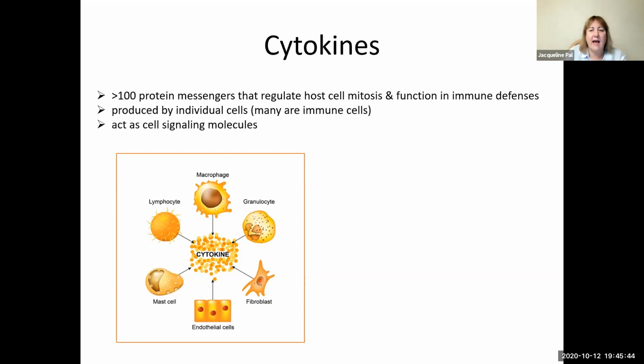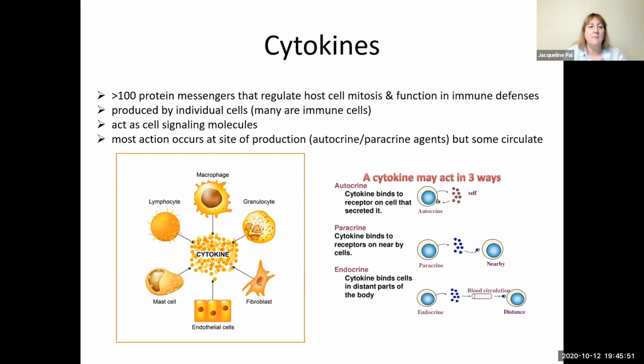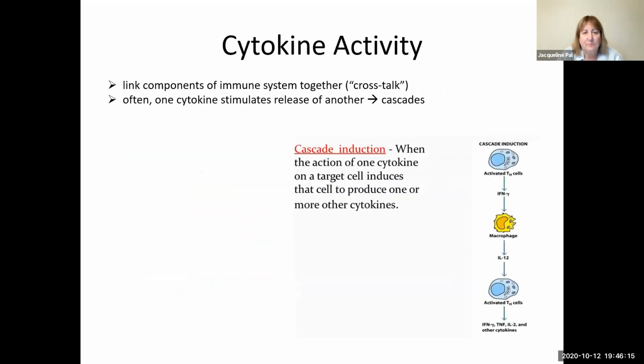And what these do is they act as molecules for some signals for things to happen either between cells or within a cell. And so most of the action, especially in the immune system, revolves around the area where they are produced, as in they're going to be autocrine or paracrine, either acting on the cell that's producing it or acting on its nearby neighbor cells. However, there are some that will travel and act in an endocrine manner. We're not going to be talking about those.